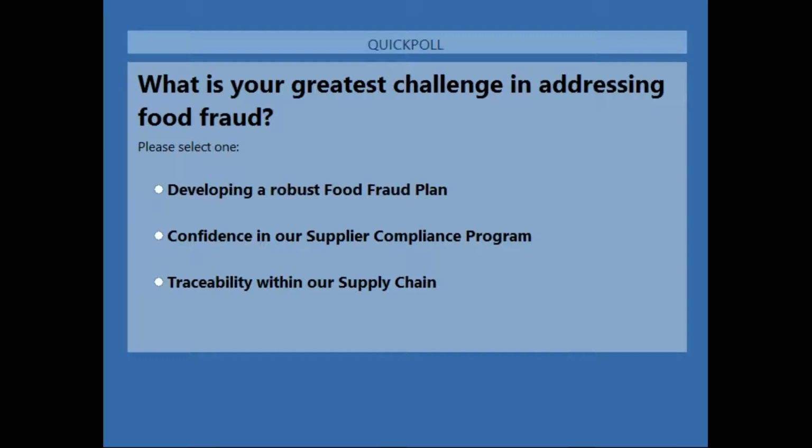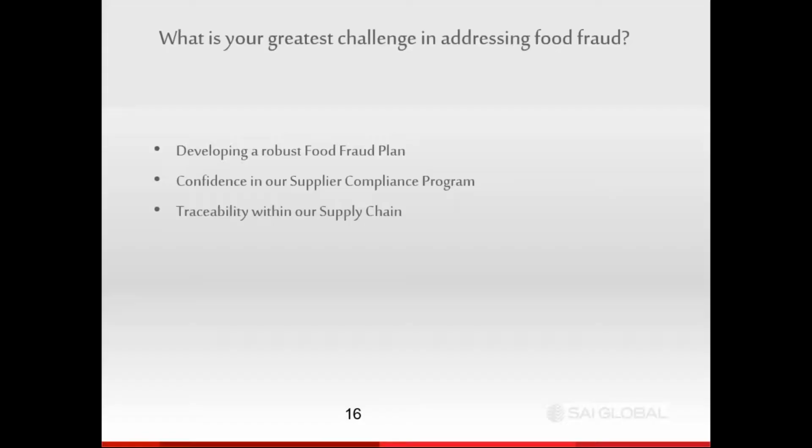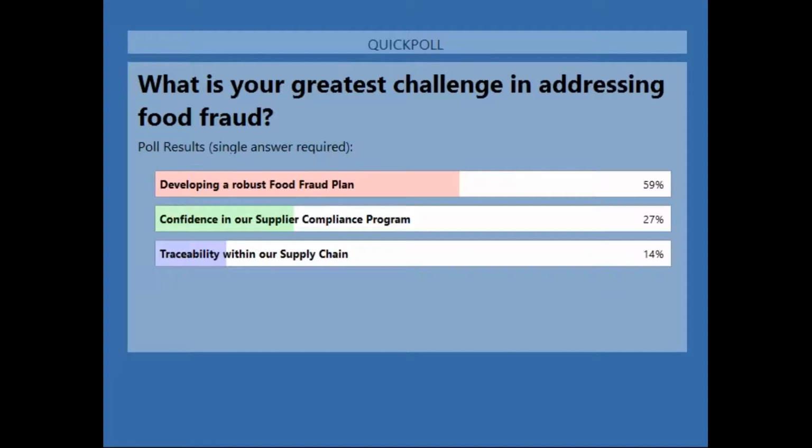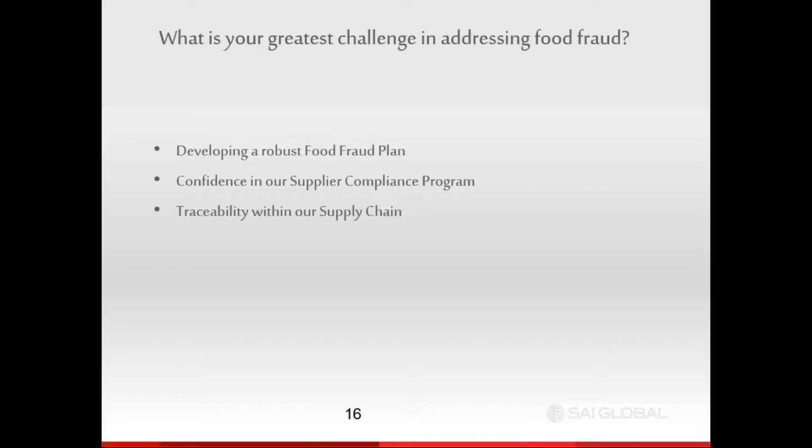So let me close and share the results here. Yeah, 59%, followed by 27% supplier compliance program, but definitely the food fraud plan was the greatest challenge. Yeah, definitely. So kind of to go with this, talk about the food fraud plan. That's probably the most important thing.